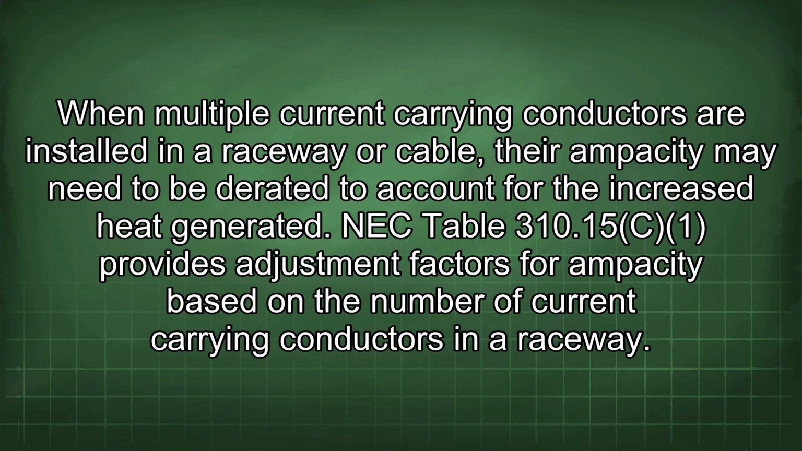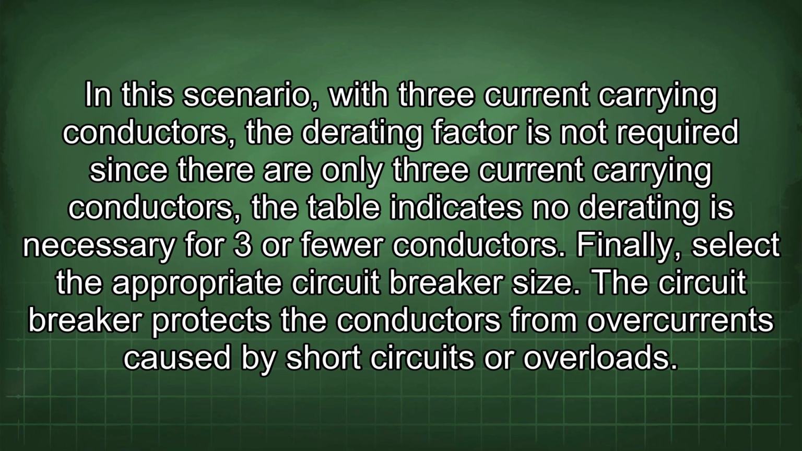When multiple current-carrying conductors are installed in a raceway or cable, their ampacity may need to be derated to account for the increased heat generated. NEC Table 310.15 provides adjustment factors for ampacity based on the number of current carrying conductors in a raceway. In this scenario, with 3 current carrying conductors, the derating factor is not required since there are only 3 current carrying conductors. The table indicates no derating is necessary for 3 or fewer conductors.